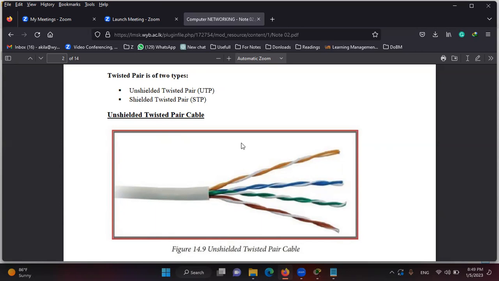So then there can be many magnetic fields and electromagnetic fields, right? Electric fields and magnetic fields. So then the data can be damaged due to these electric and magnetic fields. So in that case, we have to use some extra protection for the data, then these shielded twisted pair cables are used in such situations.